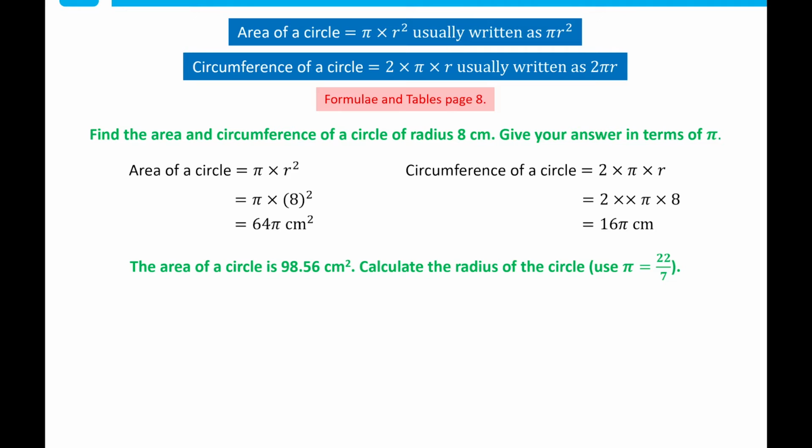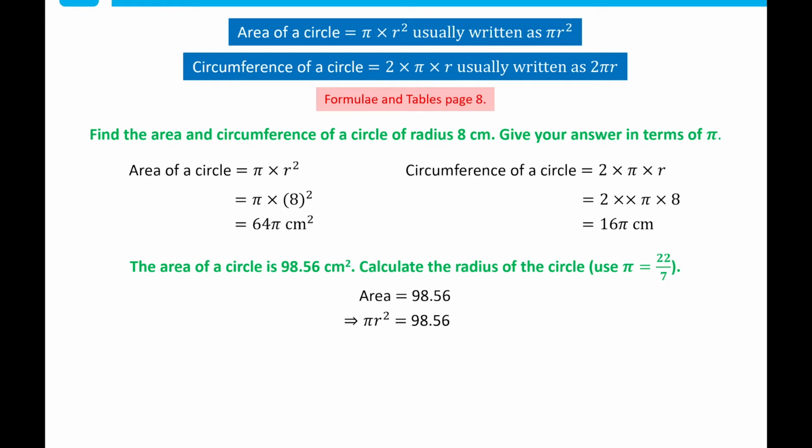Let's look at another question. The area of a circle is 98.56 centimeters squared. In this case, we're asked to calculate the radius, so we want to find an unknown dimension when we are given the area of the circle. The first thing we do here is write down what the area is equal to. Our area is equal to 98.56. We then substitute in our formula for the area.